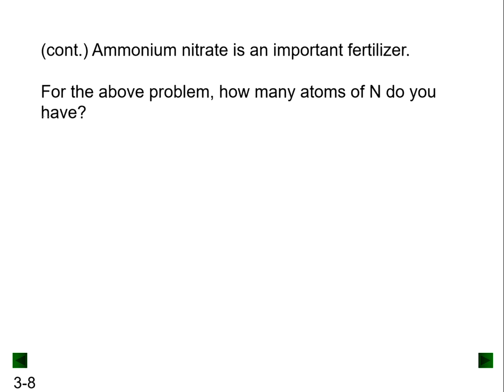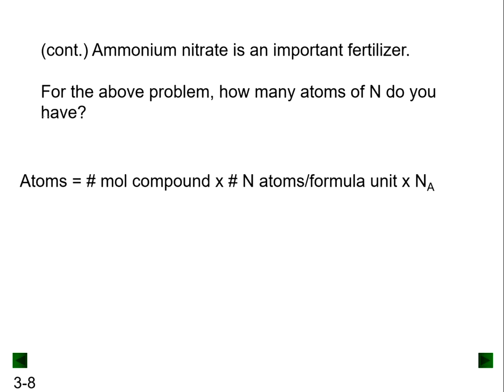Our next problem, we continue with ammonium nitrate, and as in the above calculation, how many atoms of nitrogen do we have in that sample? So in our 2.5 kilogram sample, how many atoms of nitrogen are there? Well, in this case, we're going to need Avogadro's number, but we'll also need to recognize that for each mole of ammonium nitrate, how many nitrogen atoms do we have? How many moles of nitrogen do we have? Excuse me. We have 2.